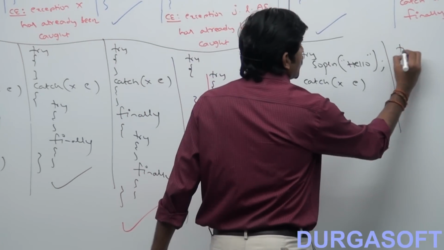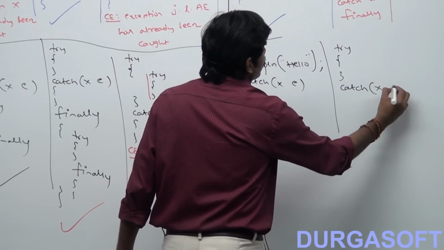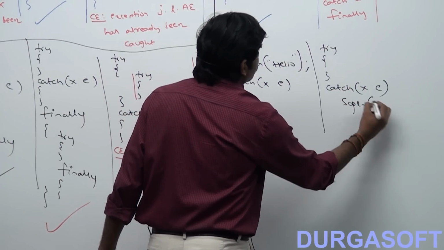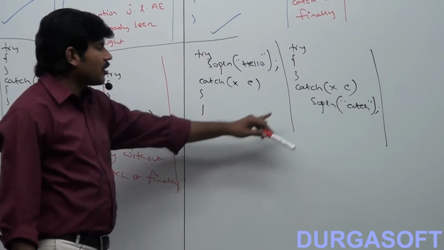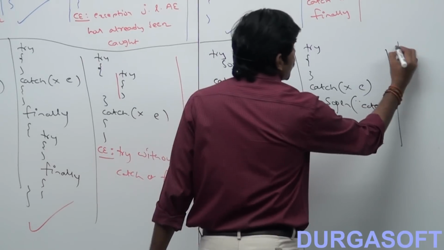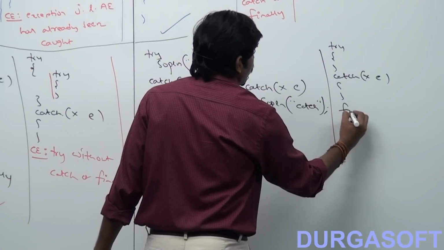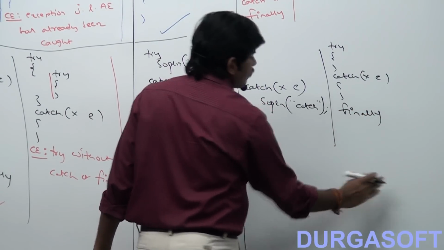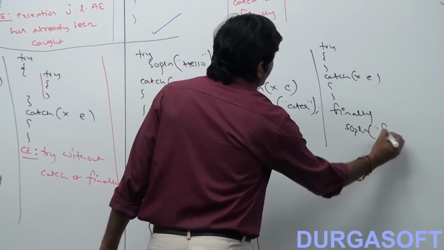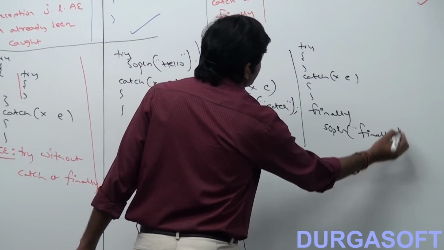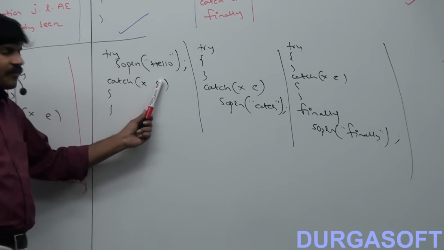Same thing, let me take for the catch block also. For the catch also, I want to take only one SOP statement. Here also I am not taking curly braces. Next, try I am taking, catch I am taking, finally I am taking. Within the finally, SOP of finally, because only one statement I am taking, that's why no curly braces. Can you tell, is it valid or not?